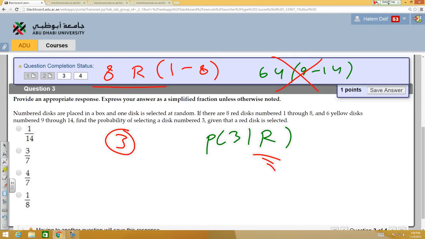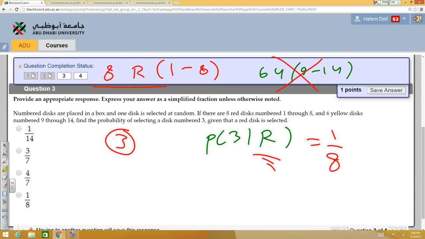So if it's given red, you know it's red, what is the chance? Now I'm telling you, I look at the disk, I didn't show it to you, I see it's red. I am telling you it's red. What is the chance it would be 3? The 3 is only 1 disk from 8, so the answer will be 1/8. So you only divide by the number of outcomes in the given event, which is red in this case.